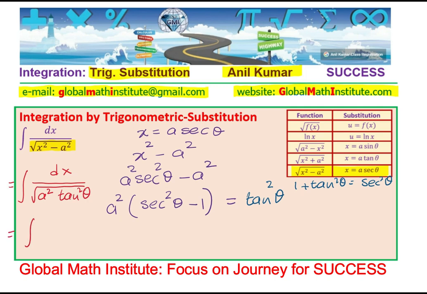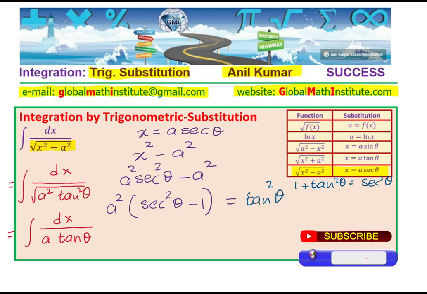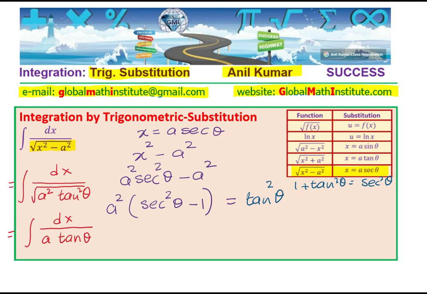as equal to integral of dx over a tan theta. Do you understand? We have removed that square root thing, right? So this is for you to understand why we are doing so. One more step. Whenever you do a substitution, since we want only d theta, not dx there, so what should we do? Well, let's look into the substitution once again.